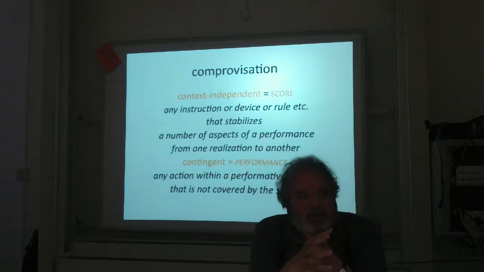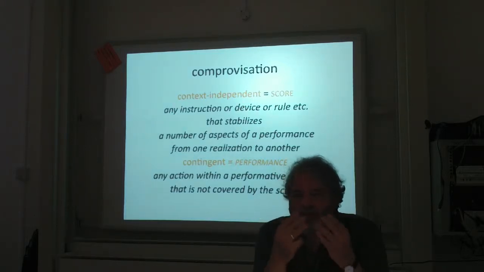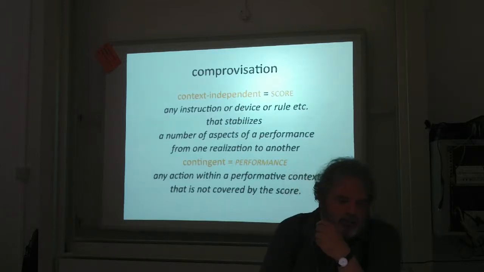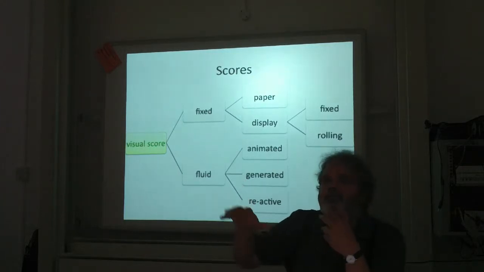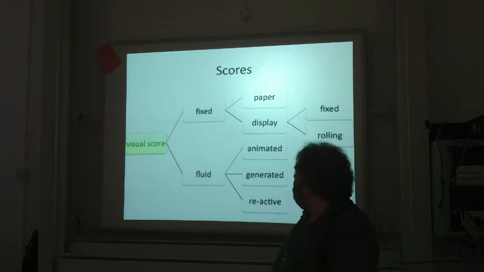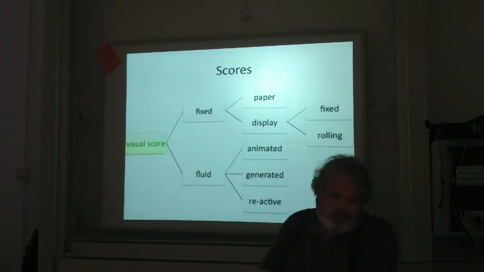It could be even in an improvising band. It could be the fact that it's always the same players. That's already a score, albeit a very non-visual one. When we talk about scores, we usually think of visual scores, and we have seen many examples today, and that's a little classic taxonomy of these, a very small taxonomy.